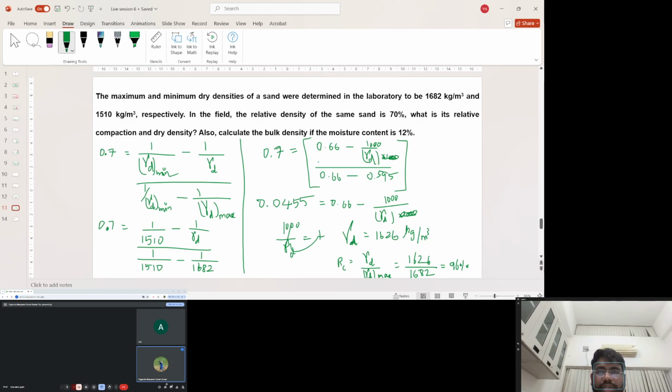So that is 96%. And for bulk density you need to calculate gamma bulk equal to gamma d into 1 plus w. Gamma d is 1626 into 1 plus 0.12, directly write as 1.12. We get 1626 into 1.12, which is 1822 kilogram per meter cube.